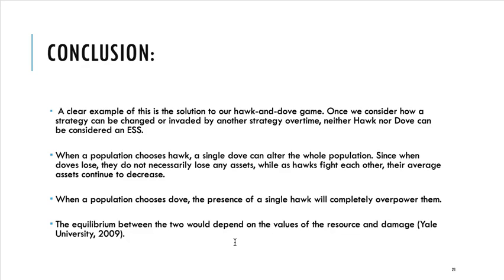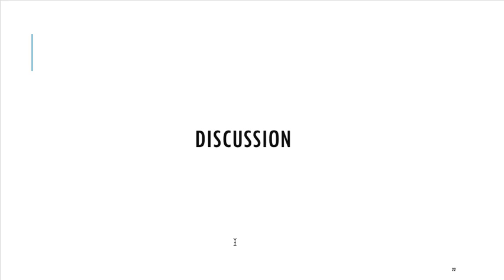As we can see, in the hawk and dove game, there is no ESS. When a whole population chooses hawk, a mutant called a single dove can alter the population. Since doves don't fight for a resource, then as hawks fight each other, their average assets continue to decrease. However, when a whole population chooses dove, a presence of a single hawk will overpower them. And the equilibrium of these two would depend on the values of resource and damages. Let's discuss.